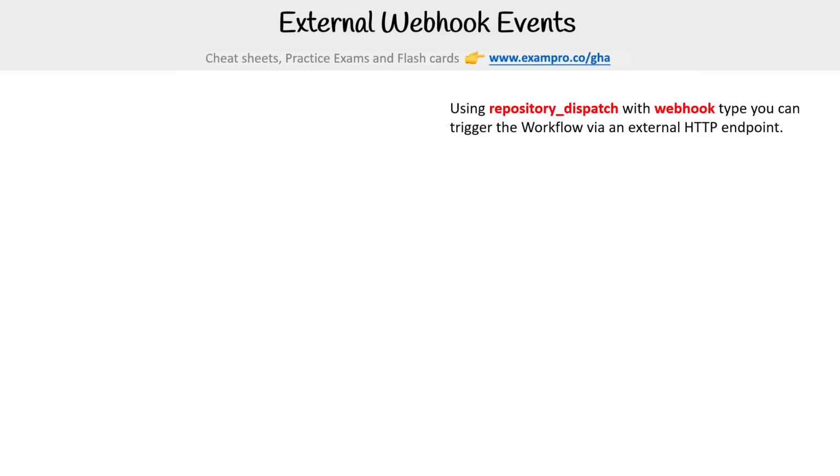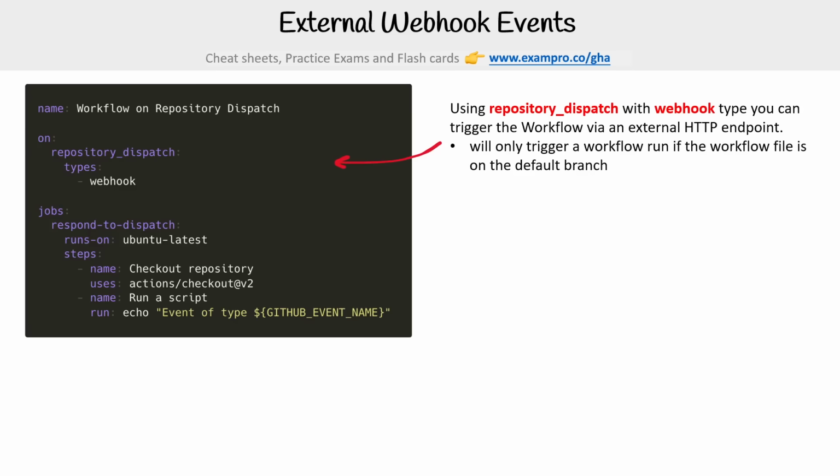But what we really want to know about are the external webhook events. So if we just talk about webhook events, we're probably talking about the external ones. And in order to do this, we have to use the repository dispatch. There are some things we need to know. In particular, it will only trigger a workflow run if the workflow file is on the default branch.